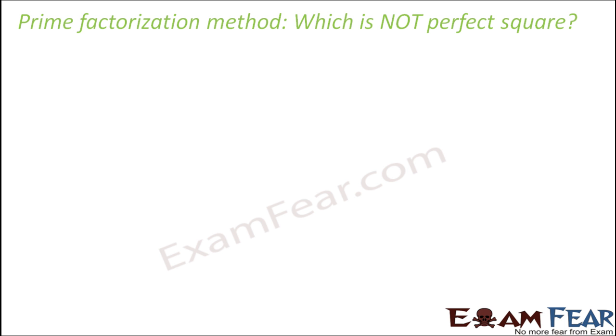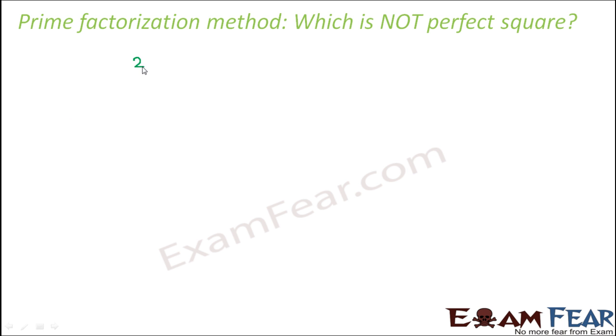Now, with the help of this prime factorization method, you can even find out whether a given number is a perfect square or not. So this is another way. Because what might happen is you might sometimes come across numbers for which you are unable to find the square root. So let me give you an example.